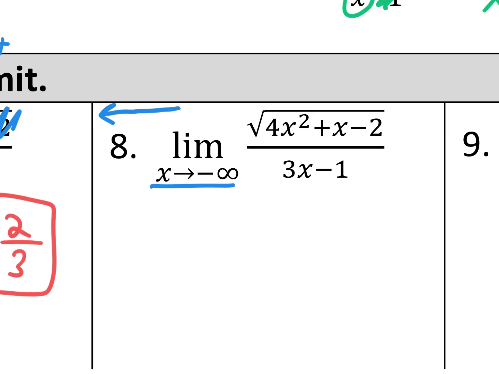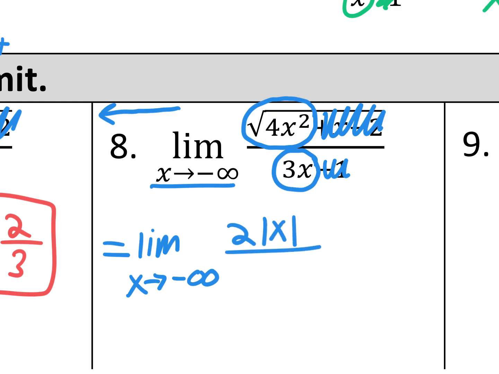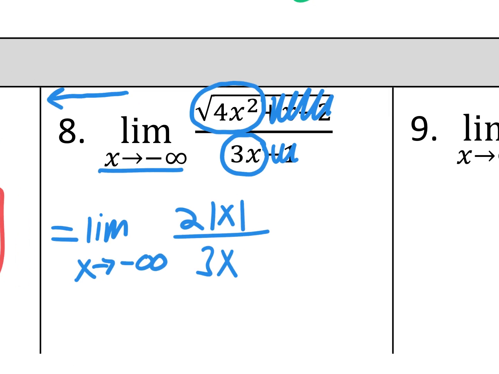But it's going to be the same process, right? What takes priority on top? The x squared. So the square root of x squared, you can ignore everything else. And then the bottom, the same thing. The 3x takes priority, you can ignore everything else. This is going to be the exact same thing as it was in the previous example. So this is the limit as x approaches negative infinity of 2 absolute value of x over 3x.